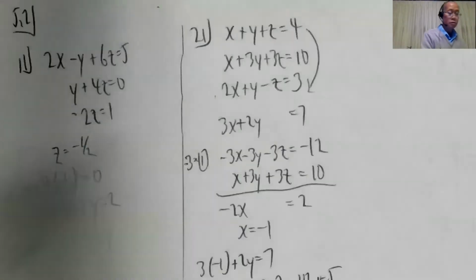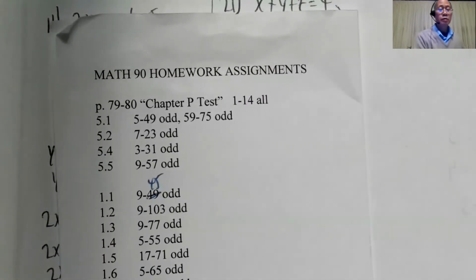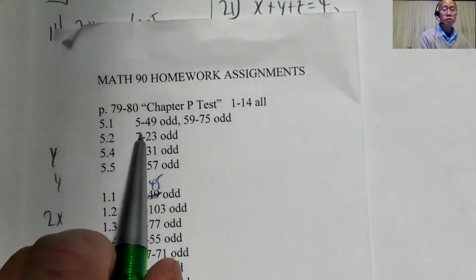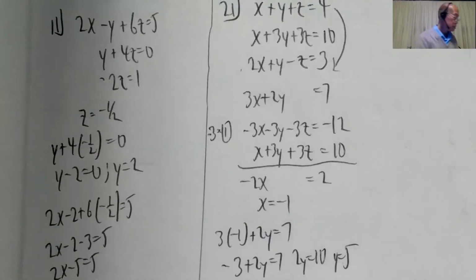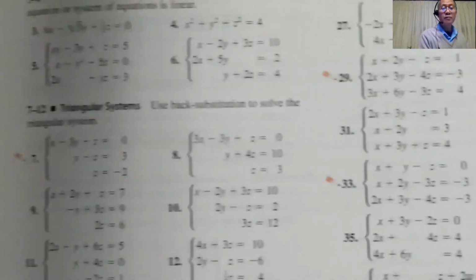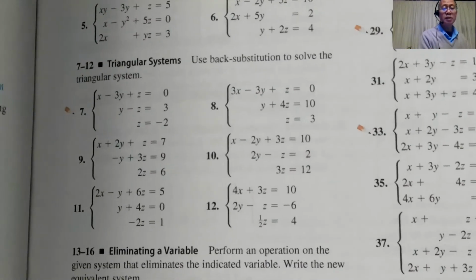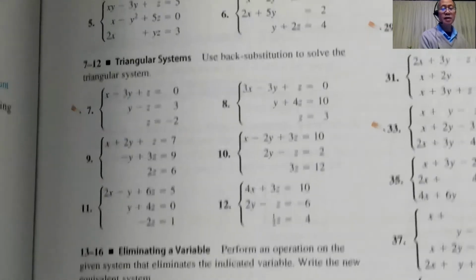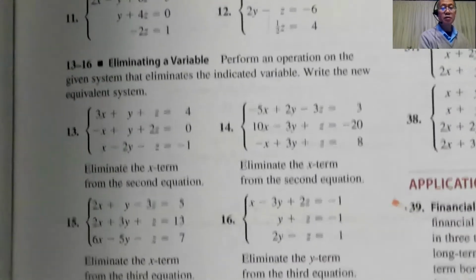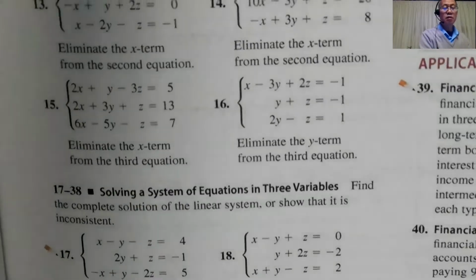This is section 5.2, solving systems of equations, 3 equations and 3 unknowns. So it's going to be definitely harder than the 2 by 2. So we have 7 to 23 odd, and I'll show you some of each of those. On page 455, you have 3 equations and 3 unknowns, x, y, and z, not just x and y. So they're generally going to be longer to figure out.